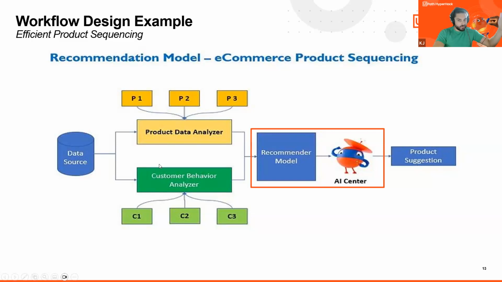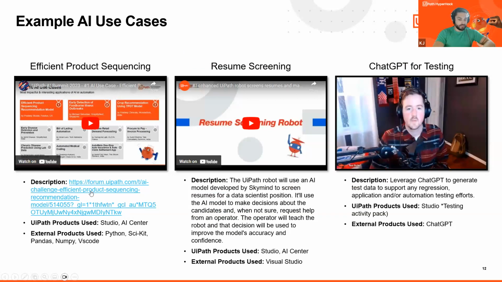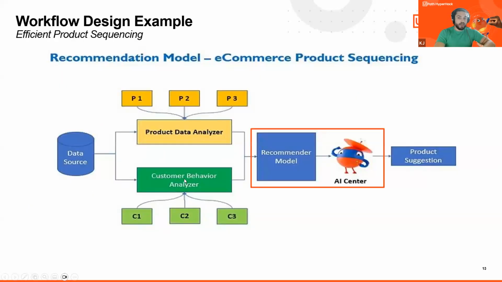They back-ended into a data source and went to the respective systems to grab all those data sets out. Then they have these analyzer and customer behavior models that were built in a bunch of different ways. They used Python, Scikit, Pandas, consolidated that, passed those inputs, and hosted that in AI Center to use as a recommendation model.